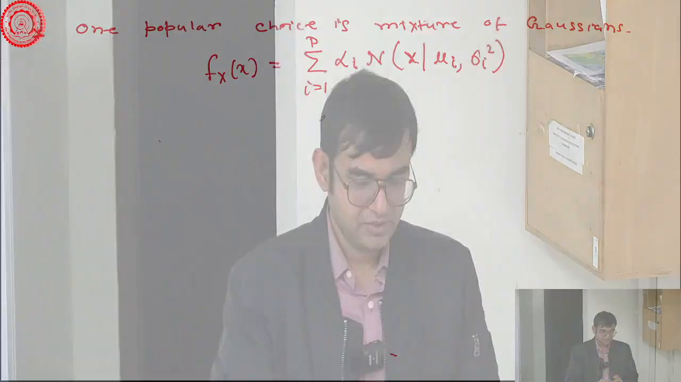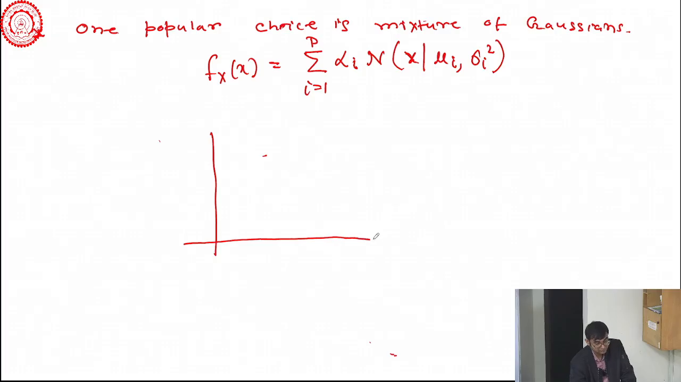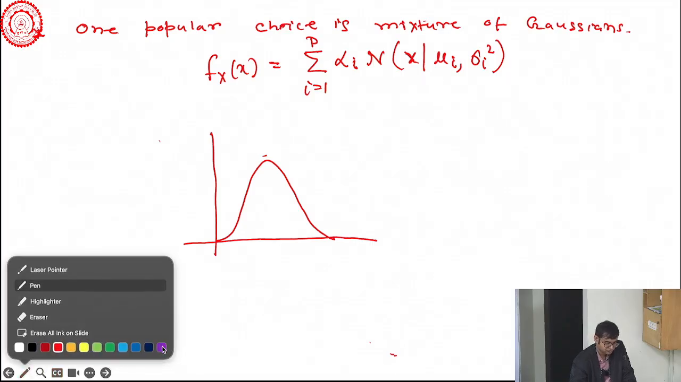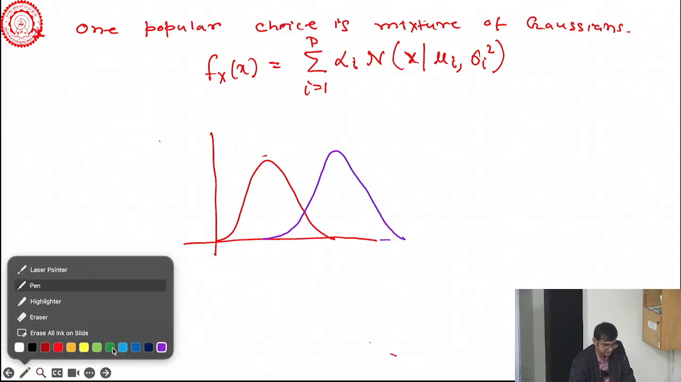Clear? So how does a mixture of Gaussian look like? Let me try to draw. I will draw a very bad diagram, but bear with me. And I know I will draw a bad diagram because I know my own drawing, right? So let's say this is one component. This is another component. The mixture of Gaussian will look something like, not exactly, but something like.